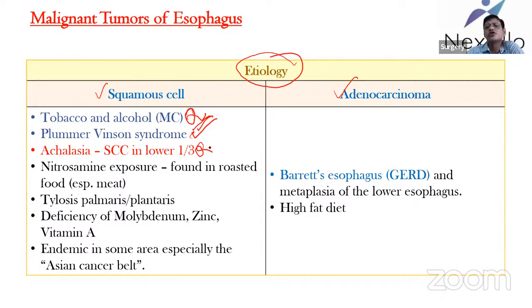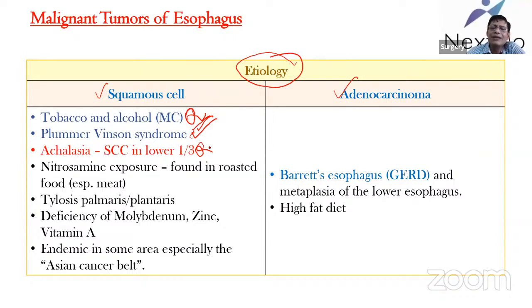Nitrosamine exposure, which is found in roasted food like tandoori chicken, tandoori mutton, or you people eat shashliki over there. It has nitrosamine. The exposure causes malignancy all over the GI tract, not only esophagus. Esophagus, stomach, colon, everywhere. Nitrosamine compounds. Tylosis palmaris, tylosis plantaris. Deficiency of molybdenum, zinc, vitamin A.